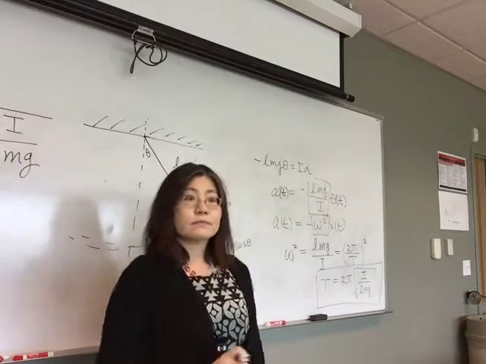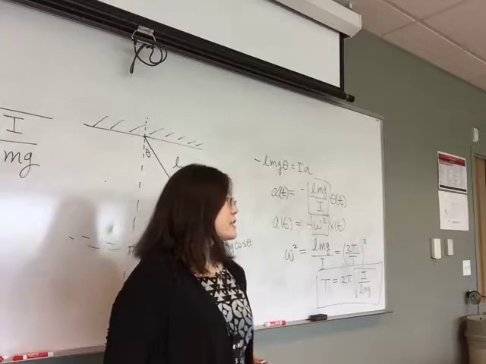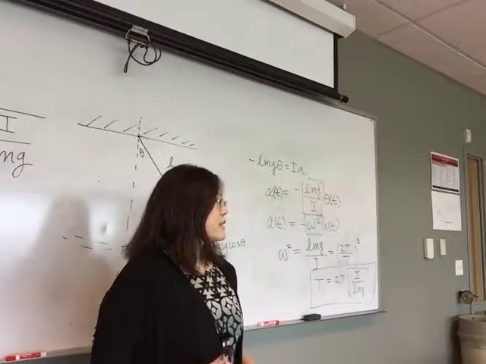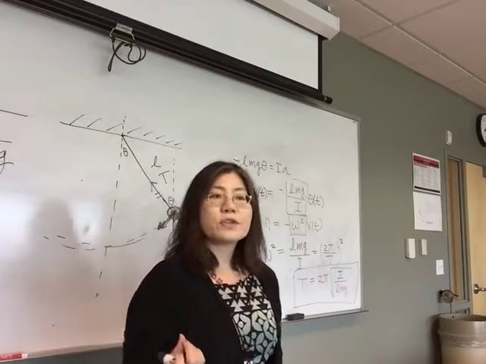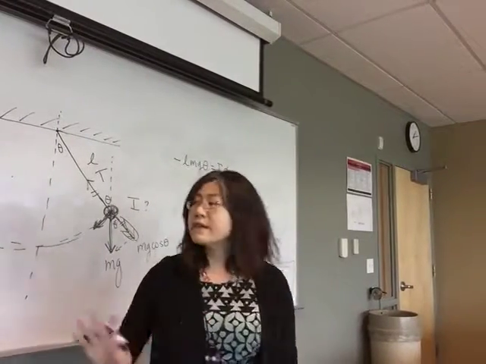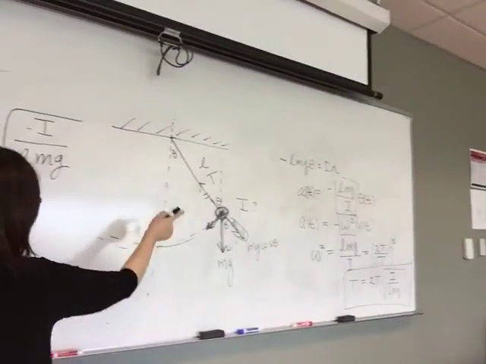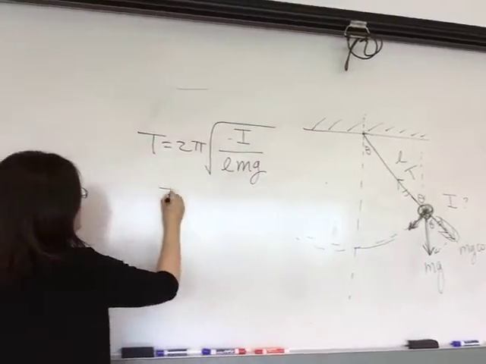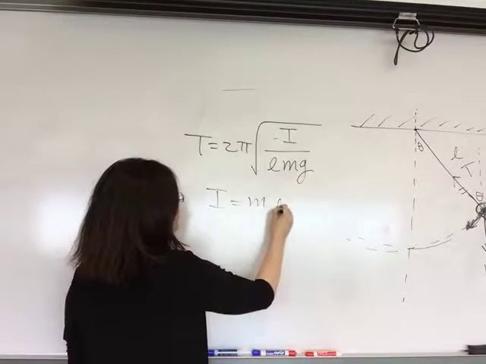Yes? Is it the mass and length? Exactly. That is as simple as that. It's just mass times the distance squared. So your I, for this arrangement, is equal to mL squared.